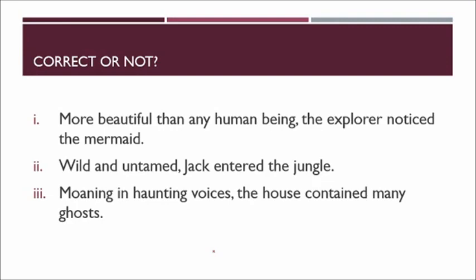Number one, more beautiful than any human being, the explorer noticed the mermaid. Number two, wild and untamed, Jack entered the jungle. Number three, moaning and haunting voices, the house contained many ghosts. Tell me if the sentences here are correct or not. All the sentences here are not correct. They contain misplaced modifiers. You will find out why in the next slides.